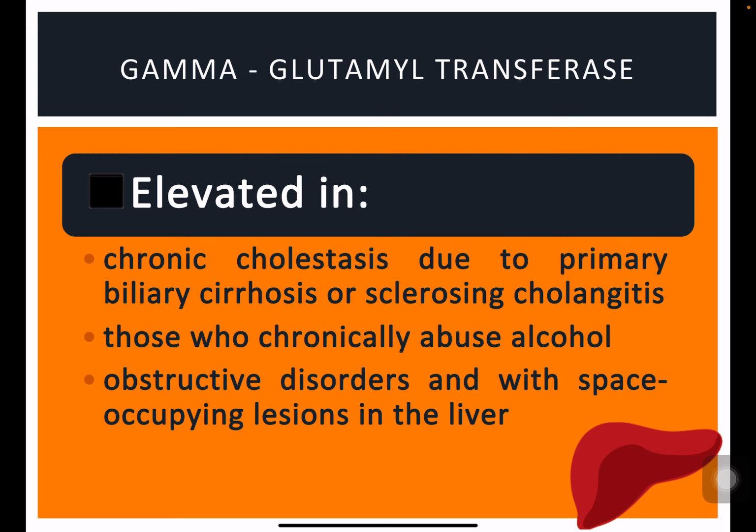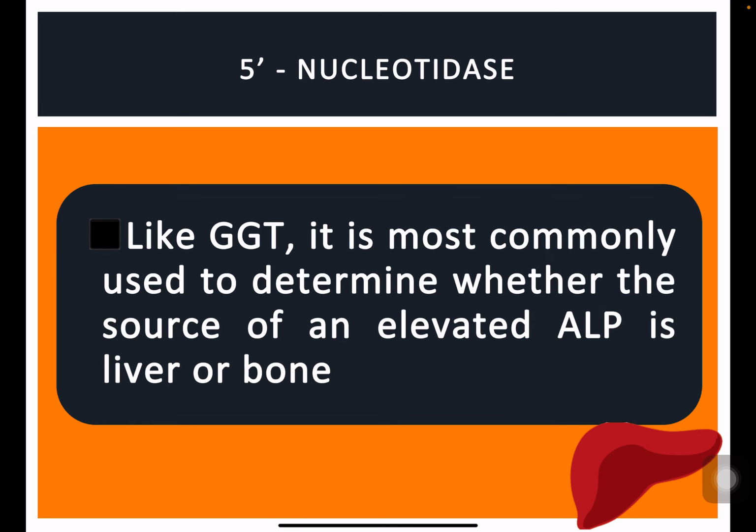So it is elevated in chronic cholestasis due to primary biliary cirrhosis or sclerosing cholangitis. Those who chronically abuse alcohol, so to those who drink alcohol chronically, might as well have your GGTs tested. And also it is elevated in obstructive disorders and with space occupying lesions in the liver.